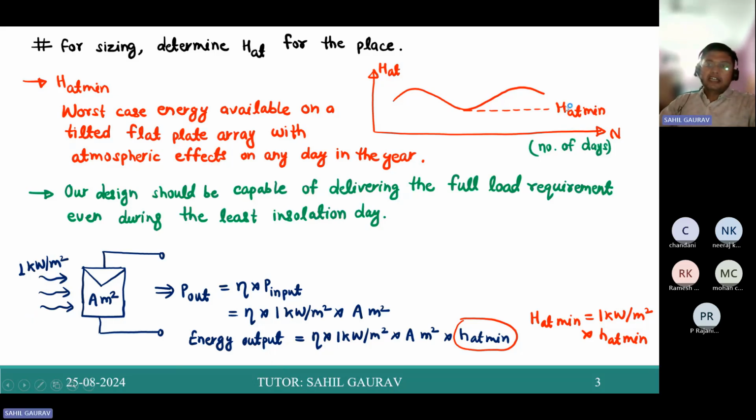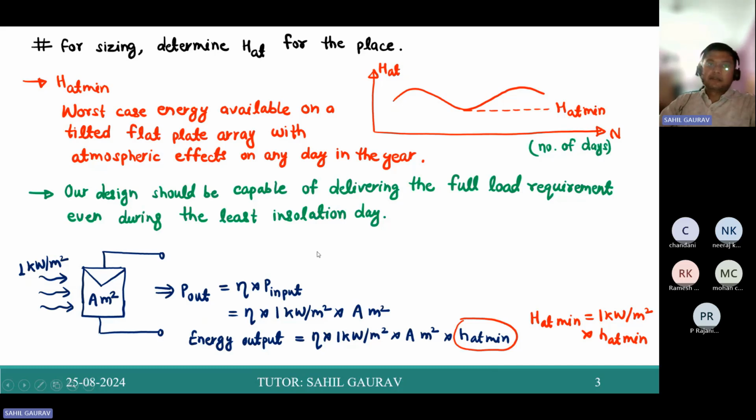Now, based on this H_min, based on this H at minimum, we have to find the equivalent number of hours with respect to standard insolation. So let us assume this small h at minimum is the equivalent number of hours if we are having this standard insolation of 1 kilowatt per meter square. So in that case, energy output will be efficiency into 1 kilowatt per meter square into area per meter square, and the number of hours equivalent to this H at minimum.